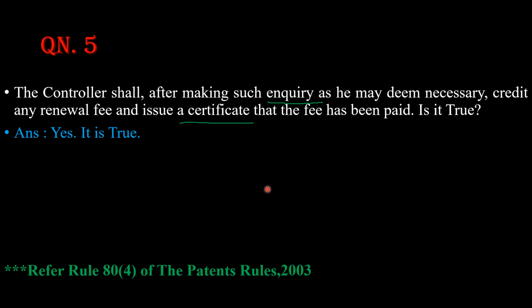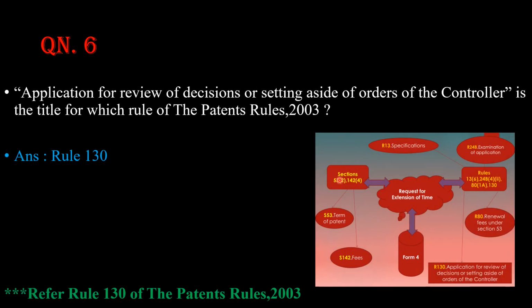So to be more sure of your answer, please refer Rule 80 Sub-Rule 4 of the Patents Rules 2003. Fine. Let us proceed. Question number 6. Application for review of decisions or setting aside of orders of the controller is the title for which rule of the Patents Rules 2003? Now the answer will be Rule 130. So please refer Rule 130 of the Patents Rules 2003.